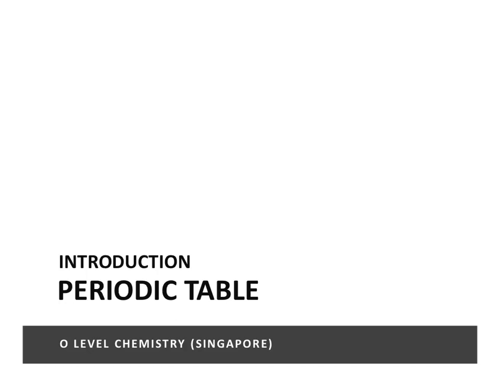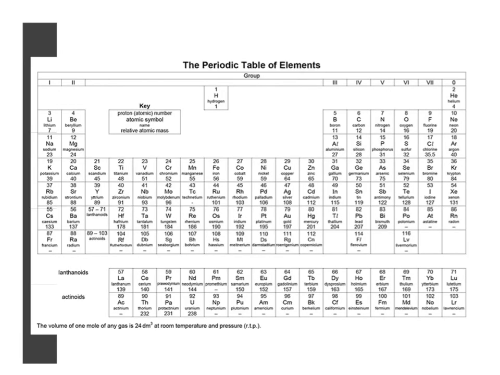In this chapter, we're going to learn about the periodic table, but at this point in your chemistry journey, you should have been introduced to certain features of the periodic table already. So let's start by doing a recap of some of these features. So this is the all familiar periodic table.